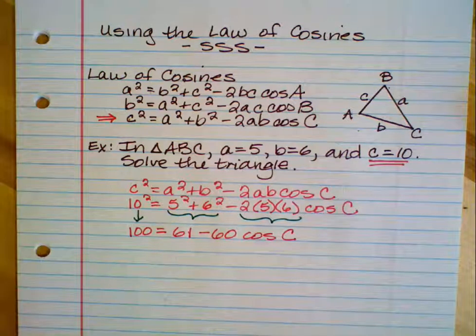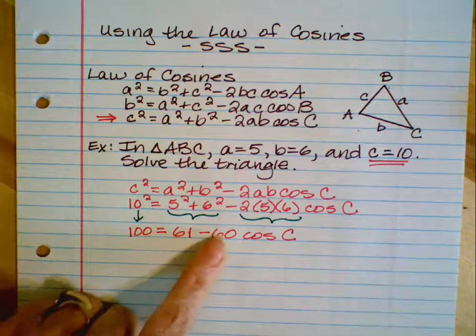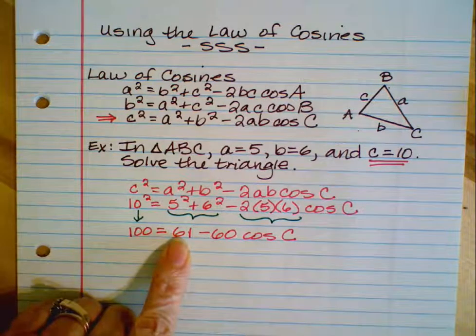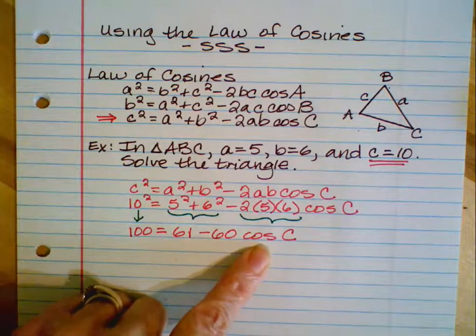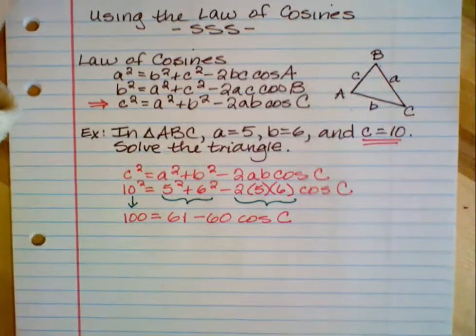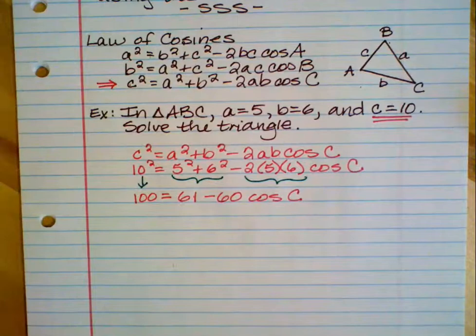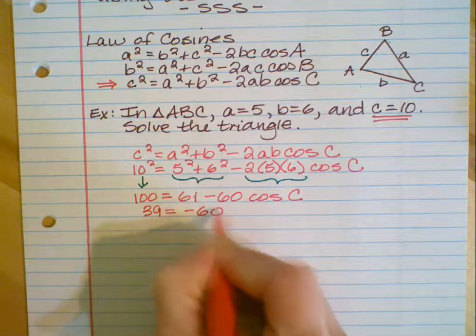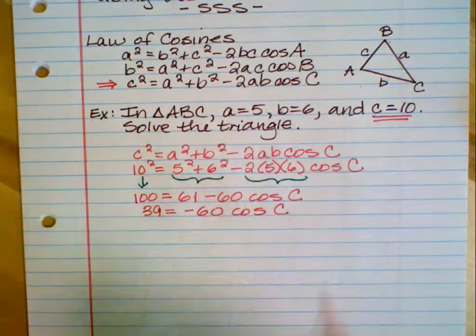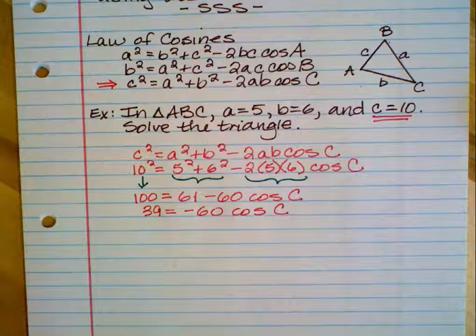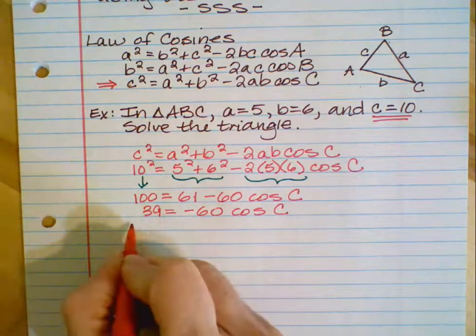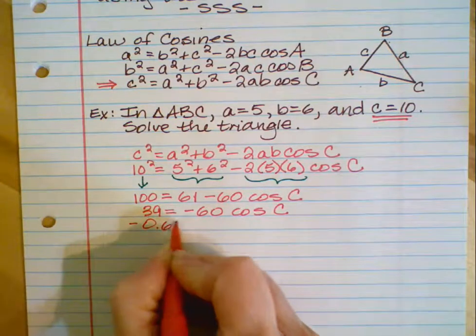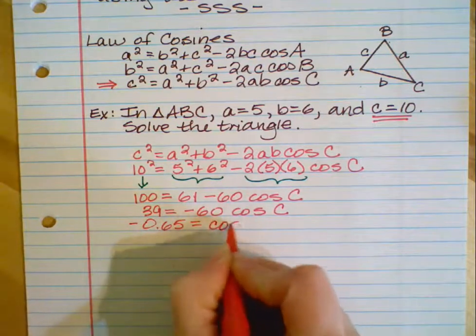All right, once we've got it to that point, we know that we cannot subtract this 61 minus 60 because the 61 is a constant and the 60 represents the coefficient on this cosine C term. So instead what we'll do is subtract that 61 from both sides. And since that negative 60 is a coefficient, we'll go ahead and divide that 39 by negative 60 to determine what the cosine of angle C is equal to. And in this case, we end up with negative 0.65 is equal to the cosine of angle C.